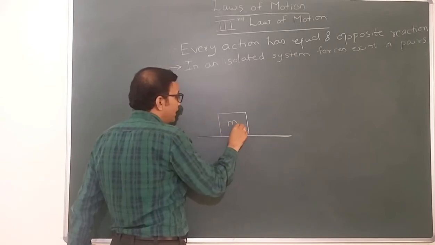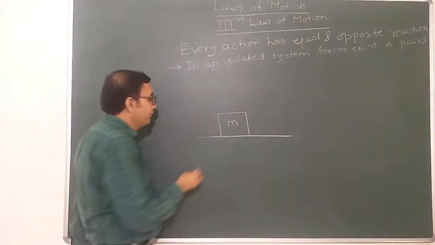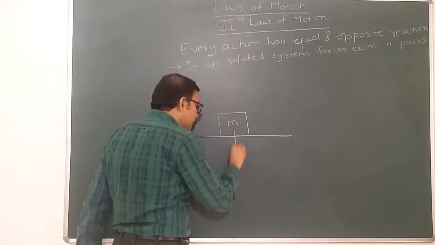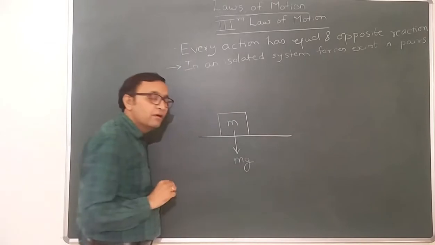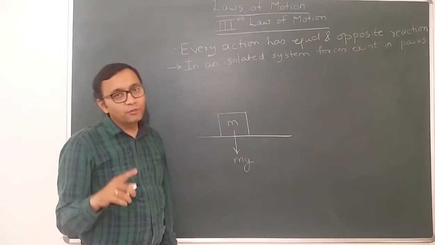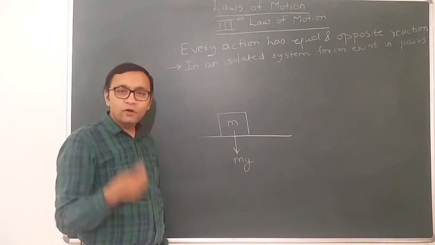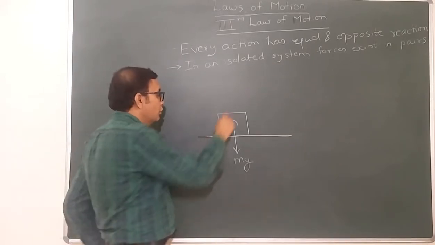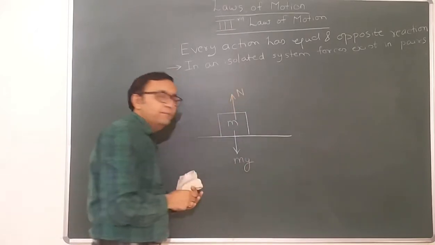This block of mass m is kept on a surface. Now, what forces are there? There is the mg force. Then, since there is contact, there will be a normal force, and the normal force always pushes along the common normal to the surface. So this will be the normal force on mass m.